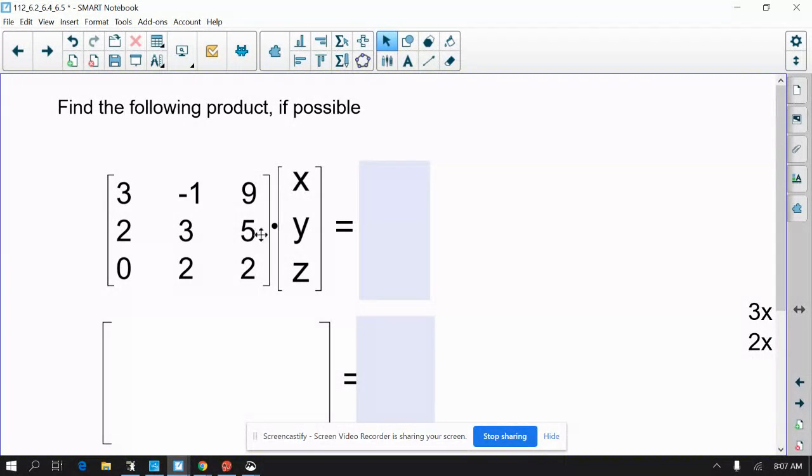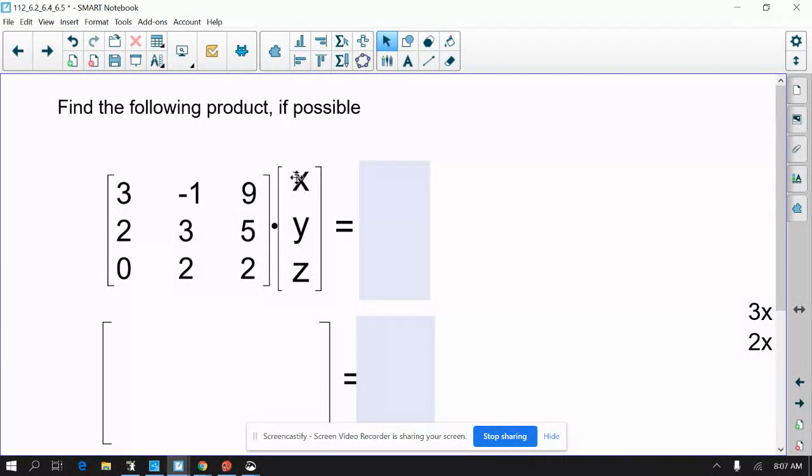First, let's do what is being asked. Find the product. So I'm going to multiply these two matrices. Can I even do that? Remember, I multiply rows by columns. This row has 3 elements. This column has 3 elements. So I can do it.